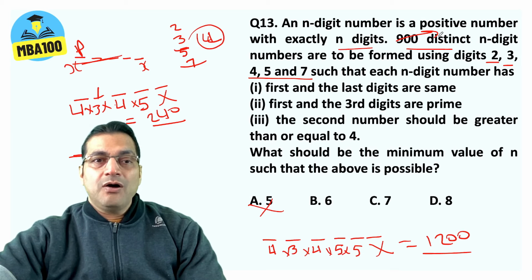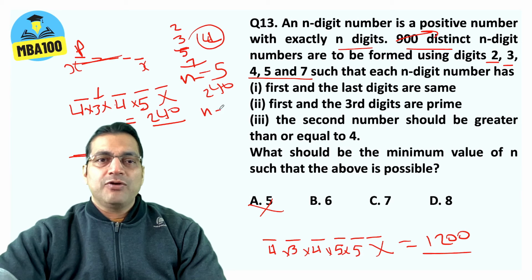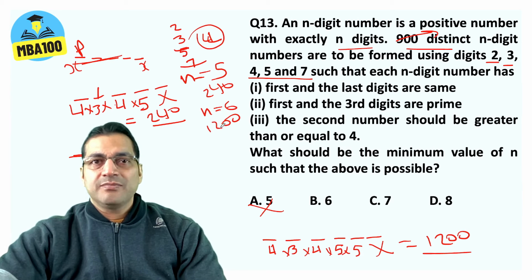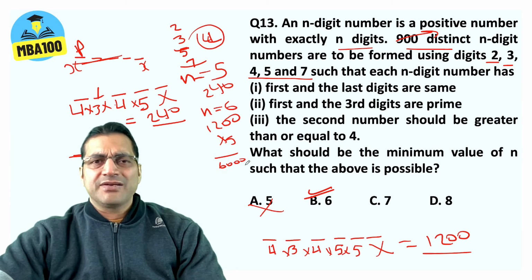Okay, but now, yes, you know that for n equal to 5, only 240 numbers can be created. But for n equal to 6, you can create 1200. So 900 numbers can certainly be created. Over. So this is your answer. If n equal to 7, the number of numbers will become 6000. But anyway, this is just for academic interest. All right, let's move to the next question. Answer B, of course.